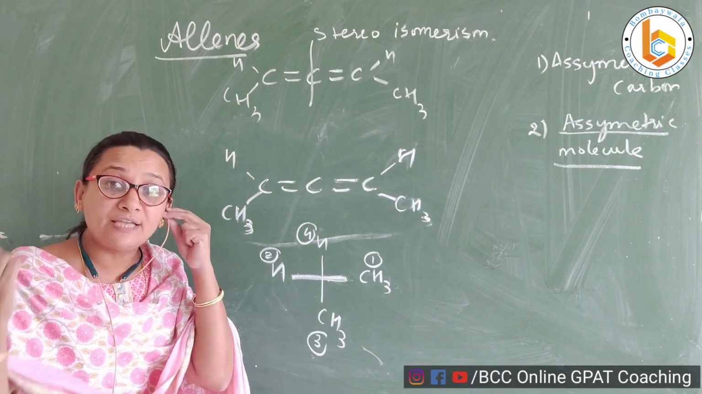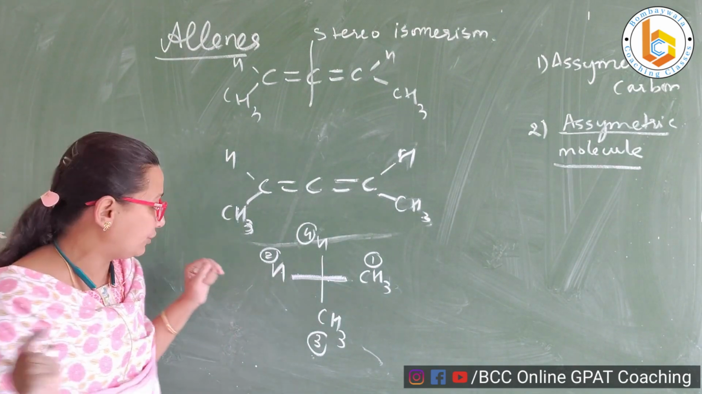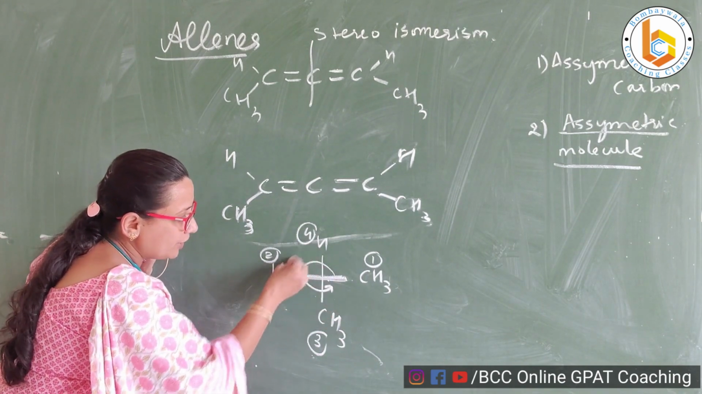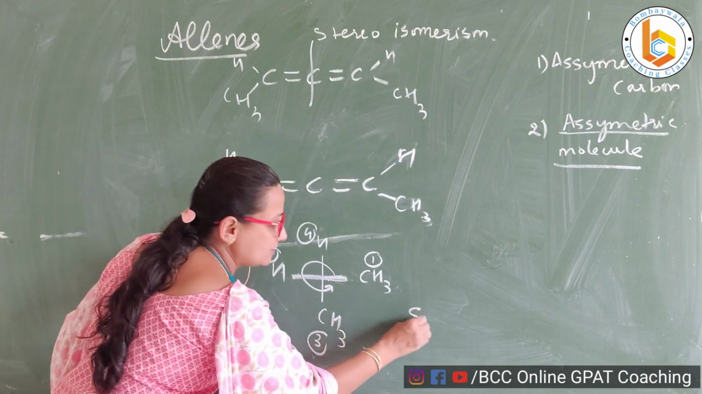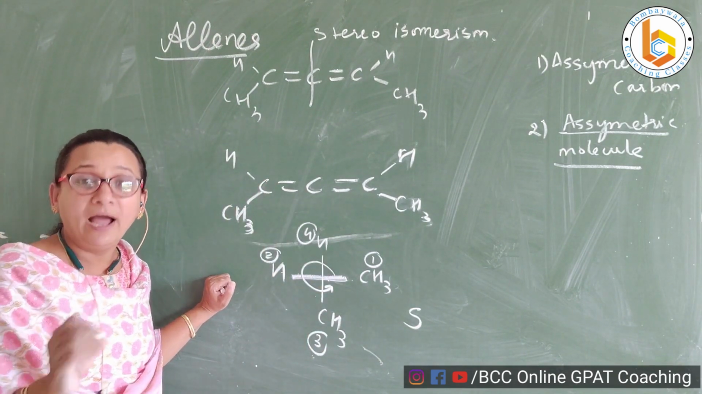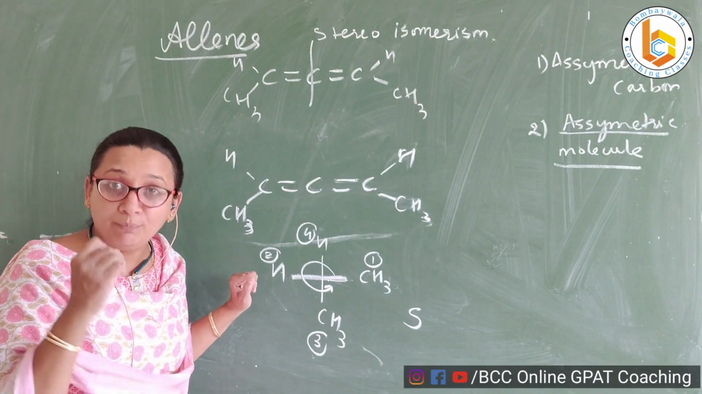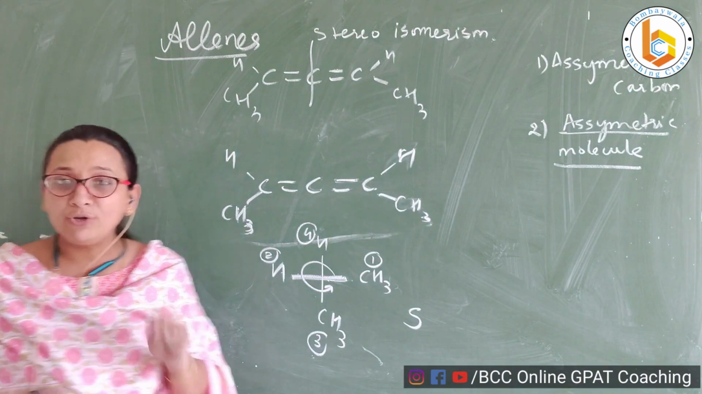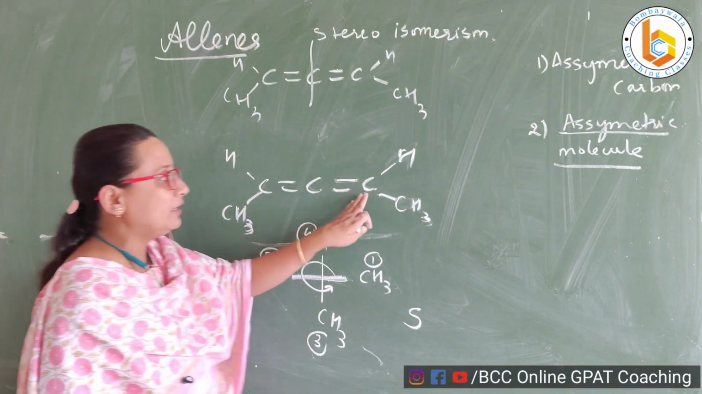Now you have to rotate in the same way as you did in the absolute configuration. What did you do? You said 1, 2 and 3. See, it is going anti-clockwise. So this is the sinister form. Now I will tell you the trick how to make the enantiomer for this also, right? So what you should be doing is, see, this is your geminal carbon.